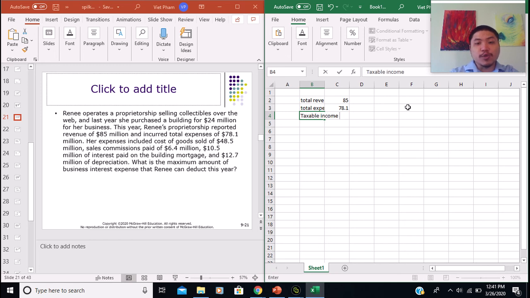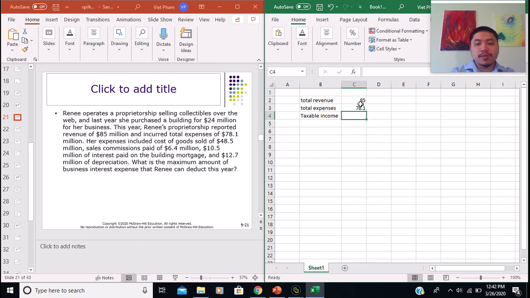The total taxable income is going to be the net of these two. So we have 6.9 million of taxable income. And then what else? The formula tells us we have to take out the interest income of the business. So what is the interest income of this business?